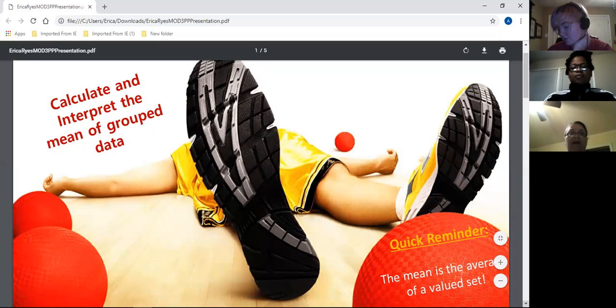I am here to show you how to calculate and interpret the mean of group data. A quick reminder over in the corner, the mean is an average of a valued set. I think we learned that from Jamisha.